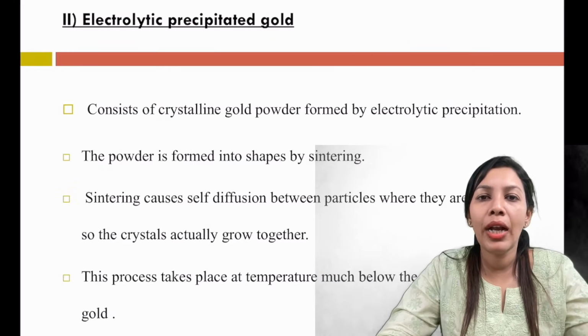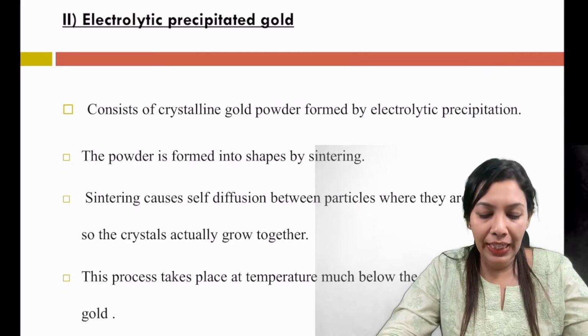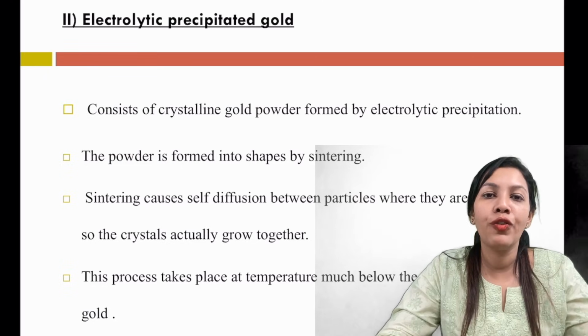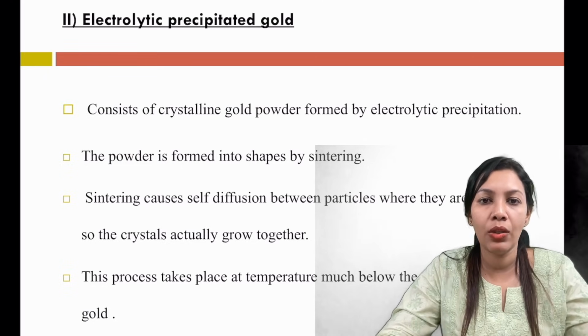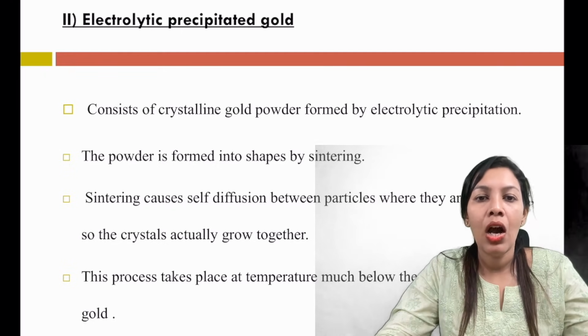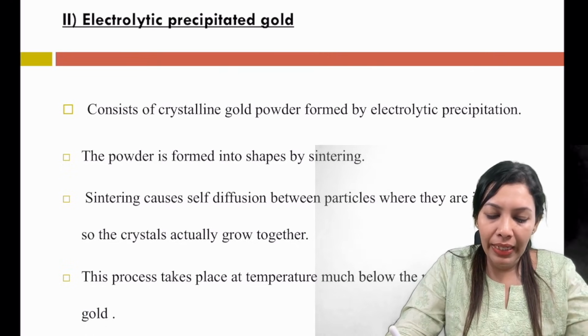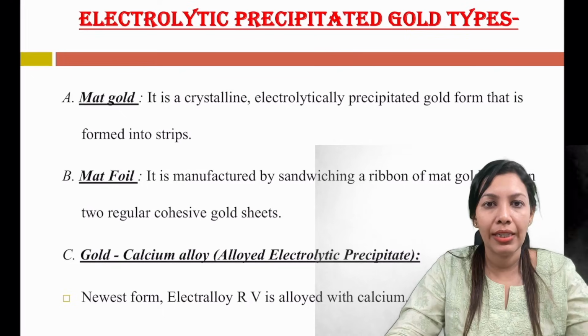Next is electrolytic precipitated gold. As the name suggests, electrolytic precipitation is the method we use for producing electrolytic precipitated gold. The powder is formed into shape by a sintering procedure. Sintering causes self-diffusion between particles when they come in contact with each other, right?